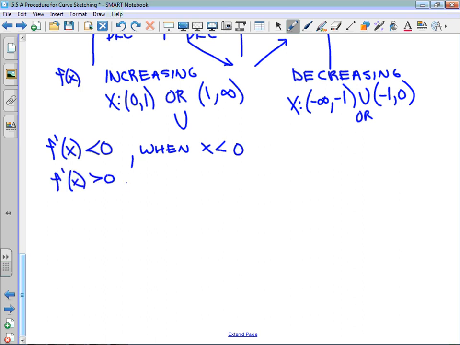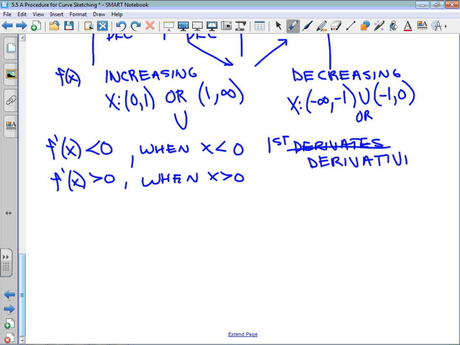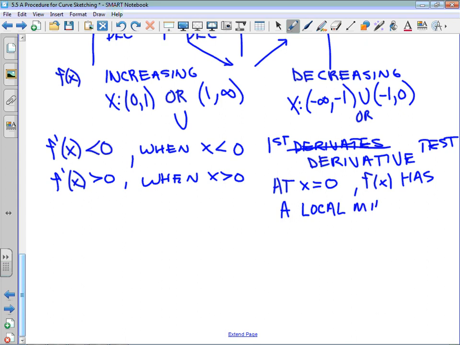Now, our first derivative test, I really spelled that bad. First derivative, there we go, test, because it is switching from decreasing to increasing, we know that at x equals 0, f of x has a local min. Now, it may be absolute. We're going to wait until we look at the full graph to talk about that. In this case, it's not absolute. It's local.